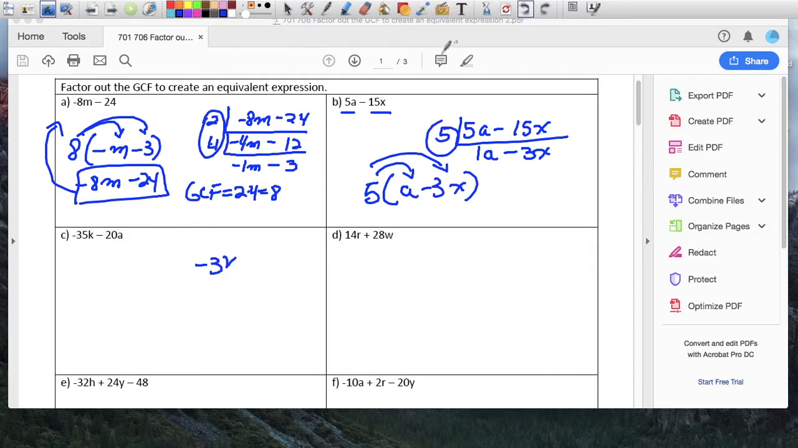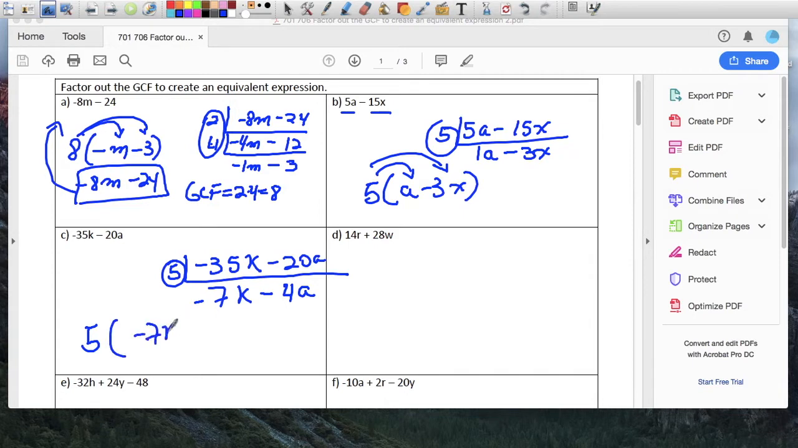35k minus 20a. Common factor is 5, so if you pull that out, you get 7k. Minus 5 times 4 is 20, so that would be 4a. You can't continue because the only common factor is 1, so you know you're done. So again, this is your GCF, and your expression should be 5. Don't leave it like this. You should write it like this: 5 times 7k minus 4a, and you can always double check. 5 times 7 is 35. 5 times -4 is -20.